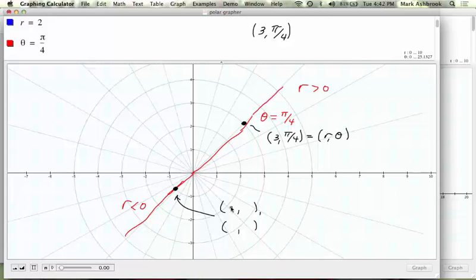Okay, so radius is 1, distance of 1 from the pole, and you're seeing this angle all the way around like this, which is 5 pi over 4. How else could we express that? Negative pi over 4. So both of those coordinates r, theta express that point right there.